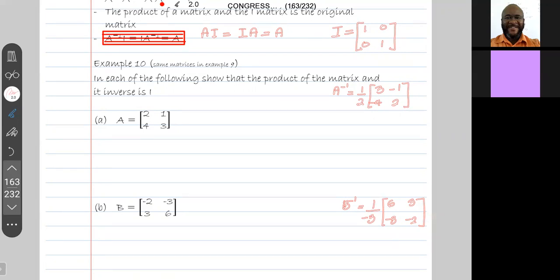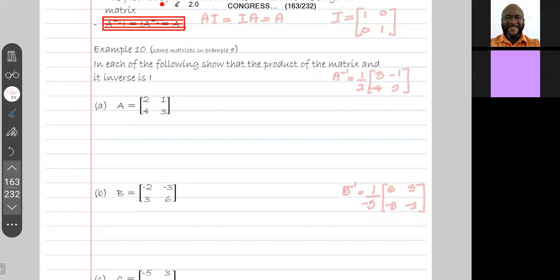Please note the version of the inverse that we're using is not the version where you have elements which are fractions. We're using the version before we multiply by 1 over the determinant. So let's multiply B by B inverse and see if we're going to get the I matrix. B inverse is 1 over minus 3 times the adjoint, 6, minus 2, 3, minus 3. So multiplying this now by B, which is minus 2, 3, 3, 6.